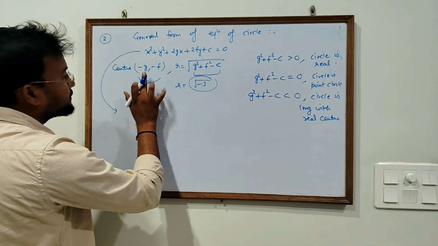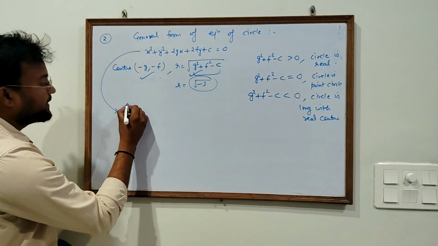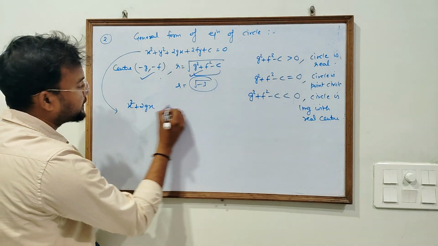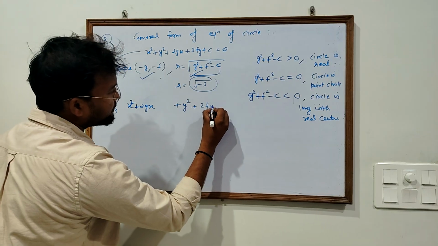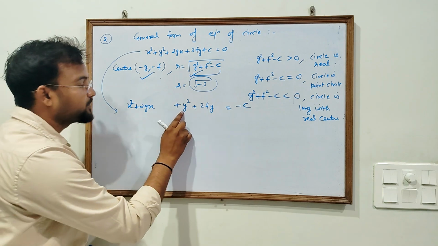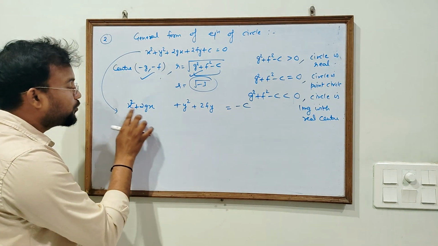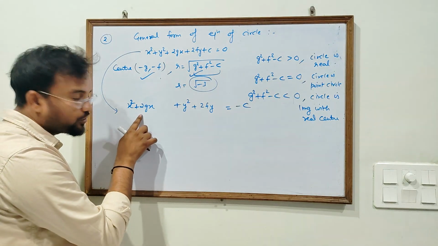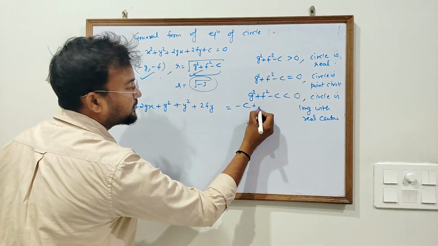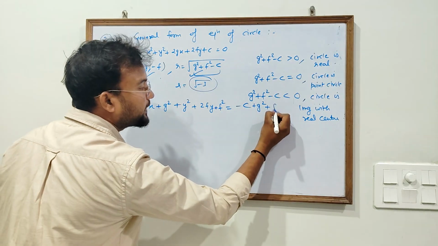See, to reach this answer, I will make the perfect square. x square plus 2gx plus y square plus 2fy plus c, and this c I am shifting to the right side. Bachcho, x square plus y square plus 2gx plus 2fy. Guys, I want to make this a perfect square. So the coefficient of x square is already 1. Coefficient of x is 2g. Half will be g. I am adding the square on both sides. Similarly, y square plus 2fy, I am adding f square on both sides.